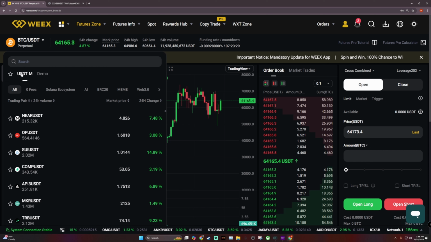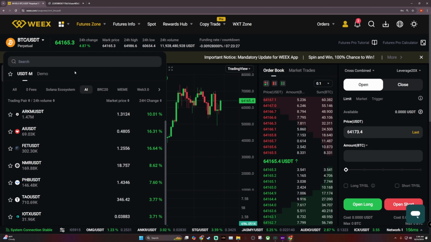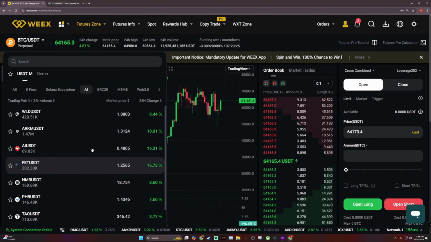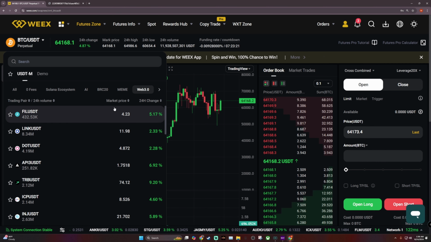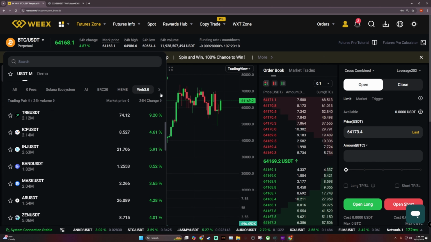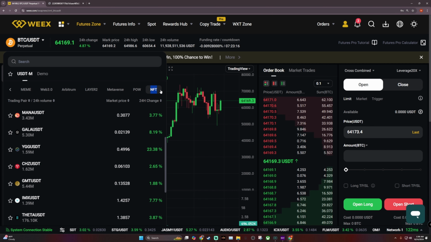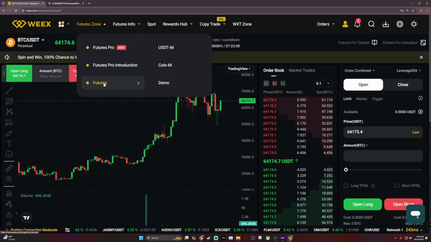If you guys want to trade something like just AI tokens, hit the AI button, and all of these tokens are going to be AI tokens. You want to just trade meme tokens, there are the meme tokens. Web3 tokens, here are all the Web3 tokens, and etc. Okay, and there's lots of different opportunities for you guys to choose the tokens that you guys prefer, especially if you guys like to trade certain sectors. Afterwards, if you go over here, there's something called regular futures.